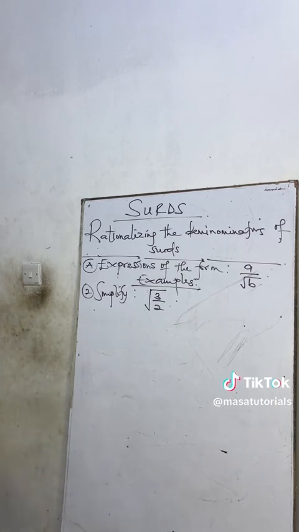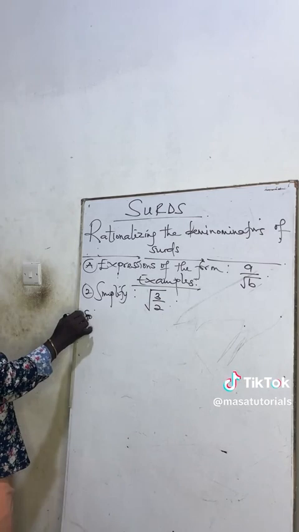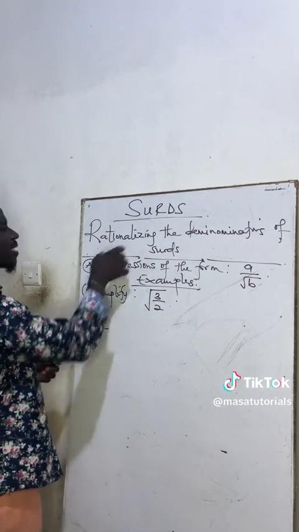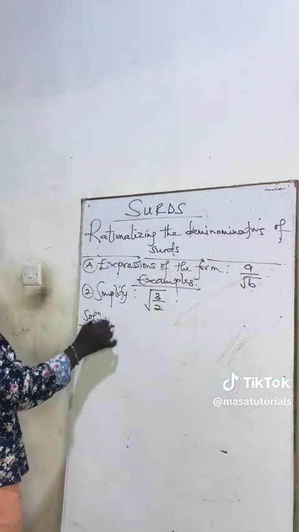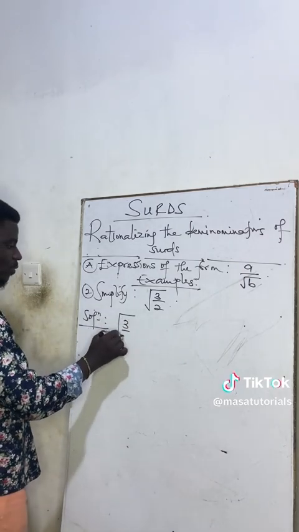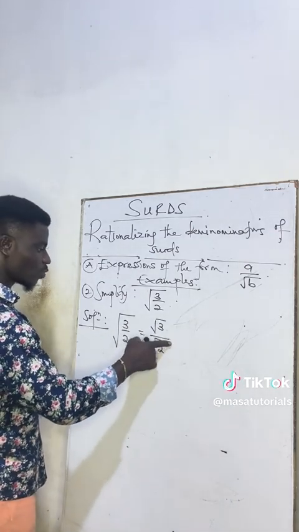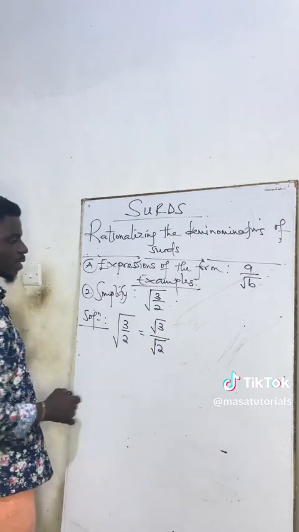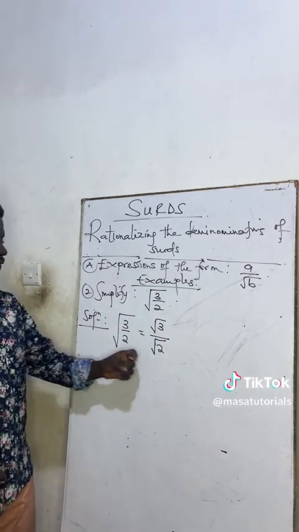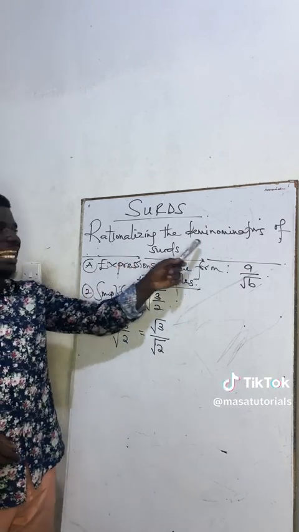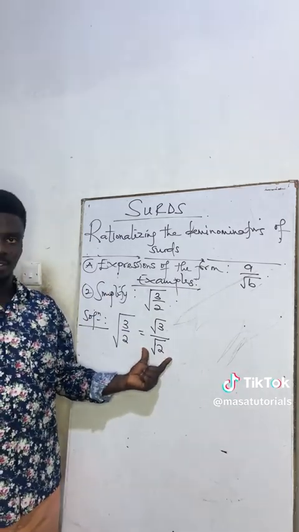All right, so let's see the second example: simplify square root of 3 over 2. Don't forget, we are rationalizing the denominator of this surd. So square root of 3 over 2 can be written as square root of 3 over square root of 2. This is the same thing as that. We are rationalizing the denominator, not the numerator. So we are concentrating on the denominator.